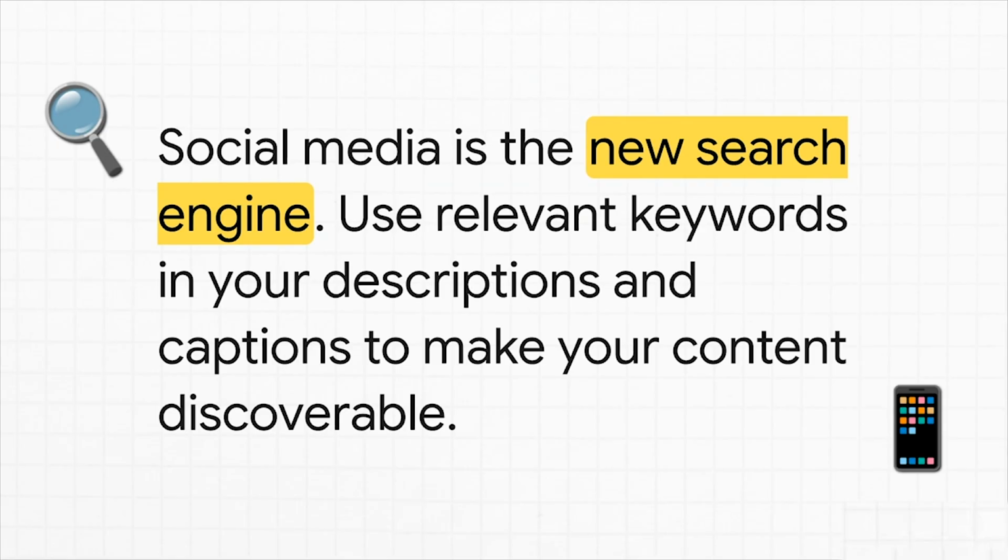This one is a huge, huge shift. Younger audiences especially are not defaulting to Google anymore. They're searching for best tacos in my city or how to fix a leaky pipe directly within apps like TikTok and Instagram. By using relevant keywords in your descriptions, captions, and even your on-screen text, you're making your content discoverable for weeks, even months down the line.